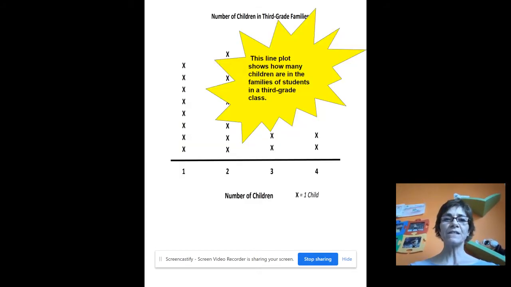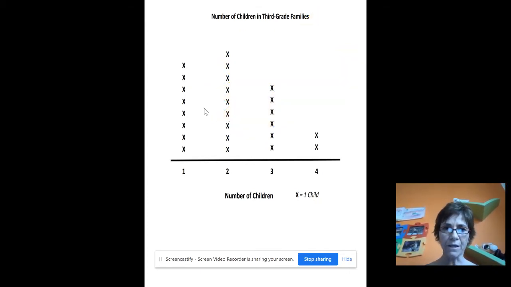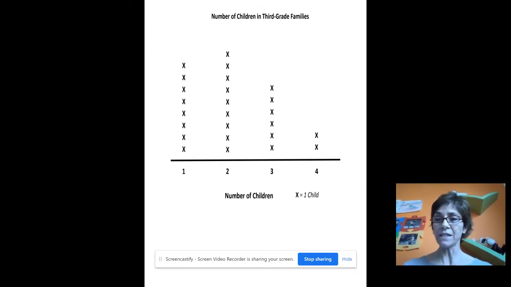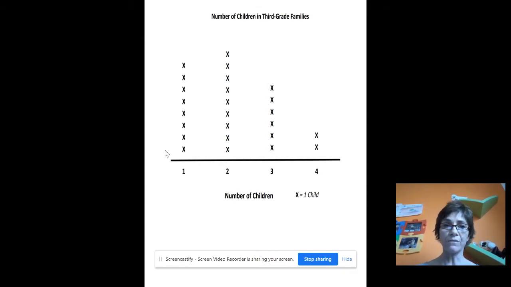Okay, let's look at this line plot. This line plot shows how many children are in the families of students in a third grade class. Here you see this line plot and the number of children in each family. So one child in a family, 2 children, 3 children, 4 children. The X is for each student. So you can even do this survey in your class and see how many kids live in families with only 1 child, how many students live in families with 2 children, and so on.